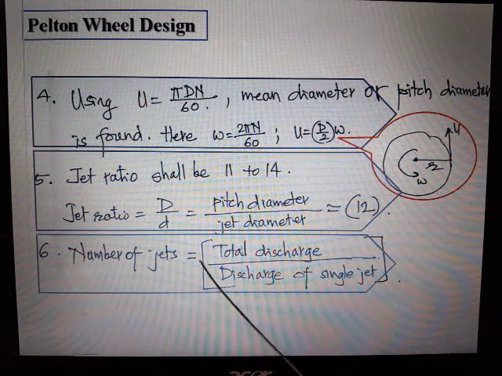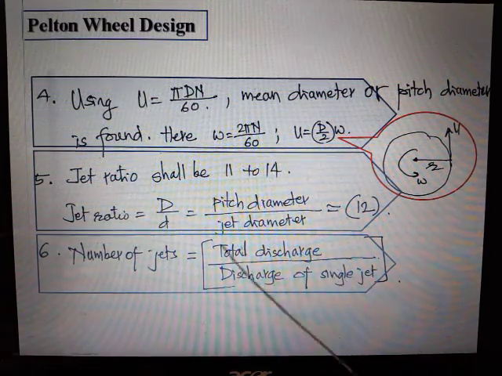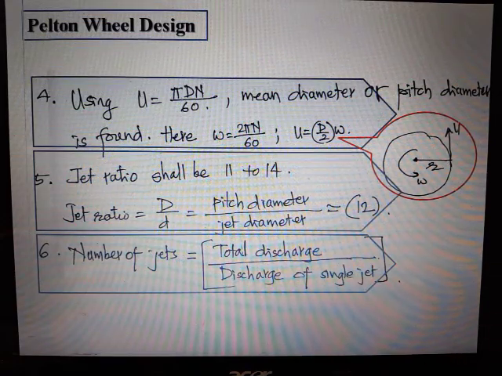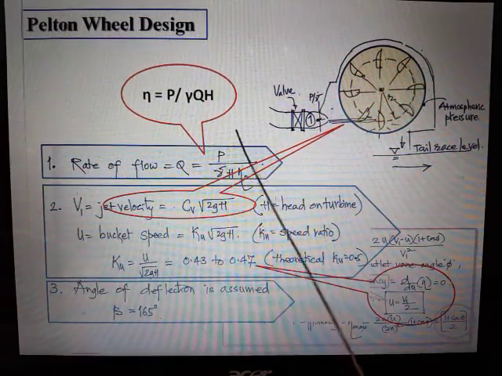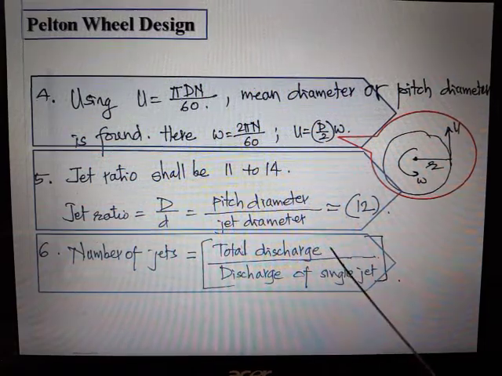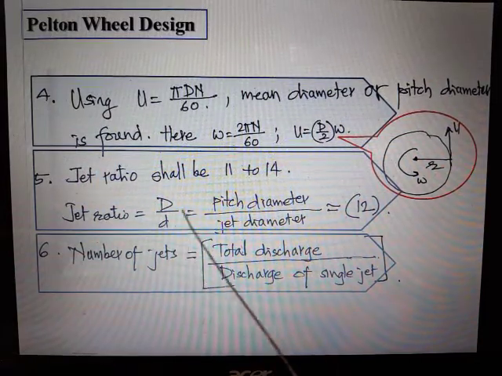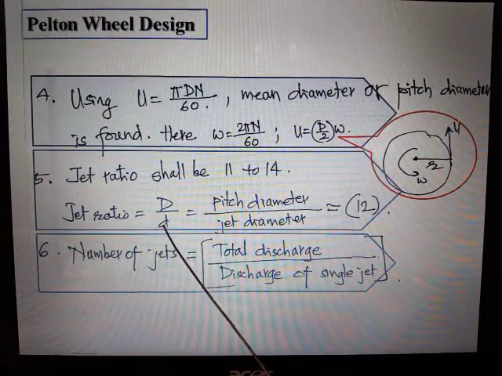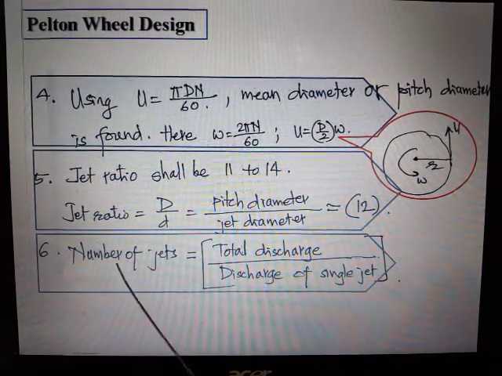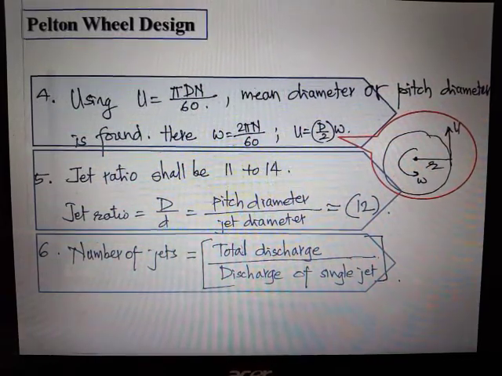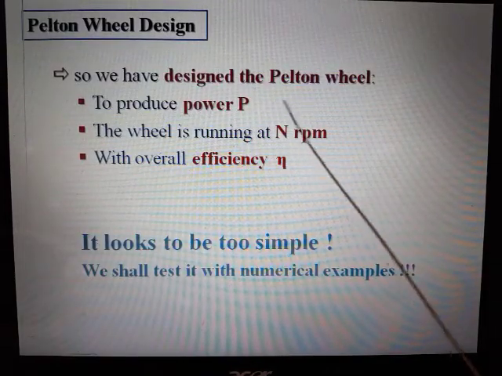Number of jets required will be equal to the total discharge required by the turbine, which we have calculated as Q in the earlier calculation. That Q comes in the numerator. Then the discharge of a single jet. This d is calculated from step number 5. Whatever the jet discharge is there, that will be put here. So this ratio gives the number of jets required. With this we'll be able to design the Pelton wheel.